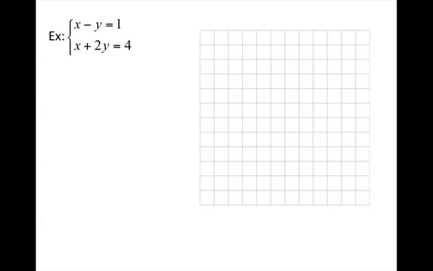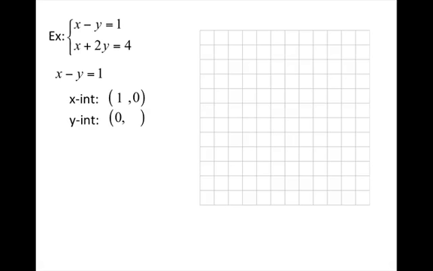The next example, I have x minus y equals 1 and x plus 2y equals 4. So I want to look at these two equations. If I look at the x minus y equals 1, the easiest way to graph this is with the intercepts. For my x-intercept, I let y be 0. If y is 0, I have x minus 0 equals 1. So basically a shortcut is I could just cover up this y value because I'm replacing it with a 0. If I cover that up, that leaves me with x equals 1. So my x-intercept is 1, 0.